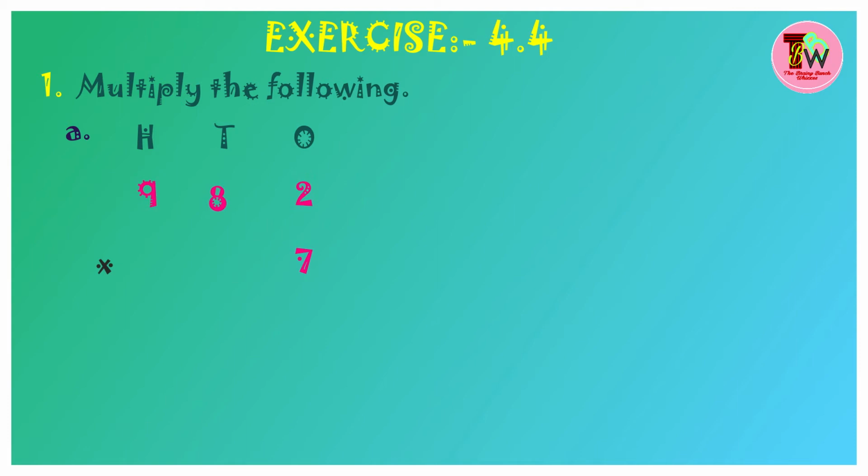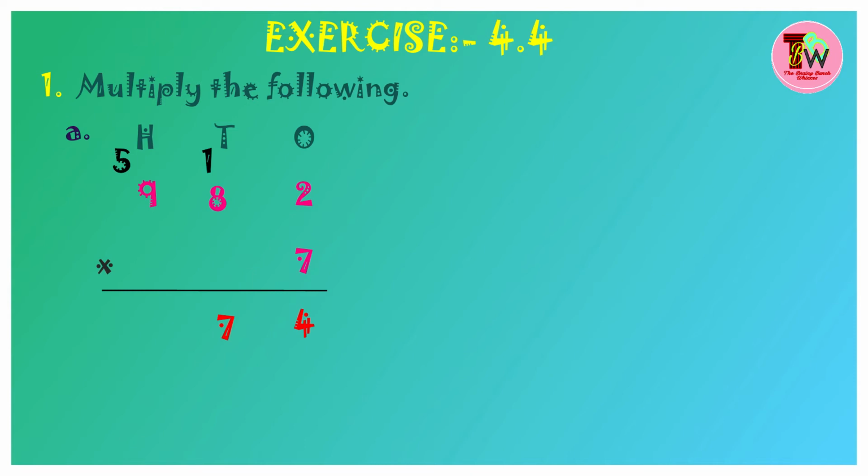So we have to start multiplying from the ones place value. 2 7s are 14. 4 we write in the ones column, and 1 is carried over to the tens column. Now 8 is written in the tens column, so we multiply 8 by 7. Diagonally we have to multiply. 8 7s are 56. Plus 1, 57. 7 we write in the tens column, and 5 is carried over to the hundreds column.